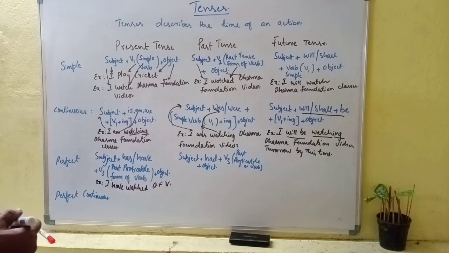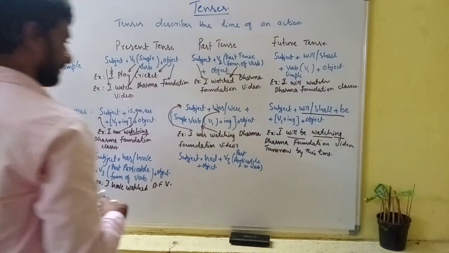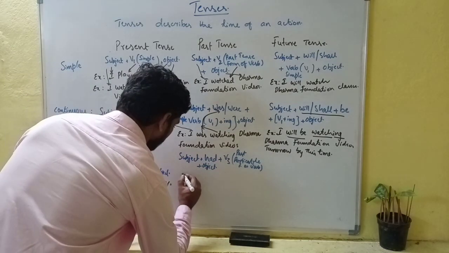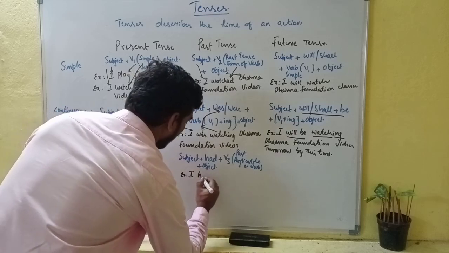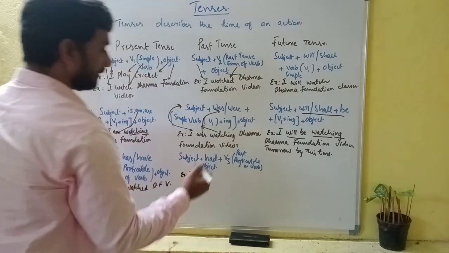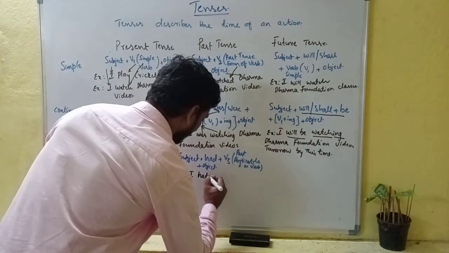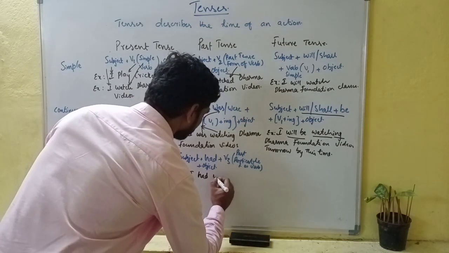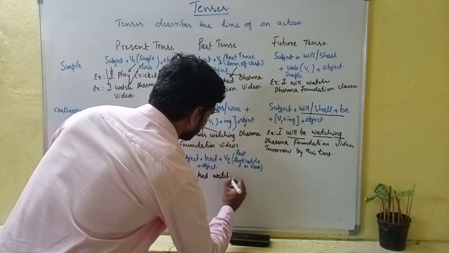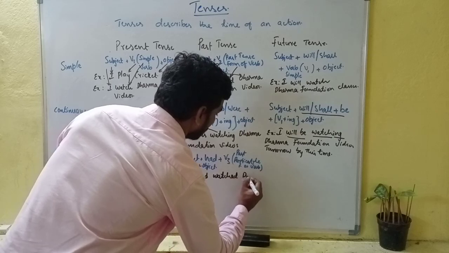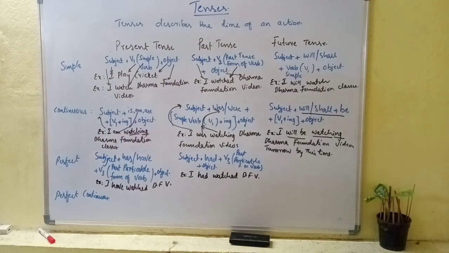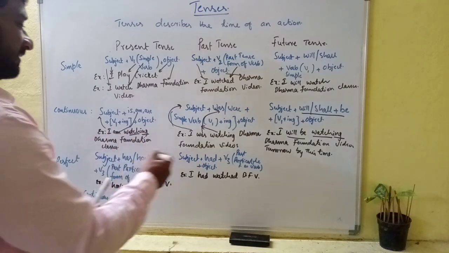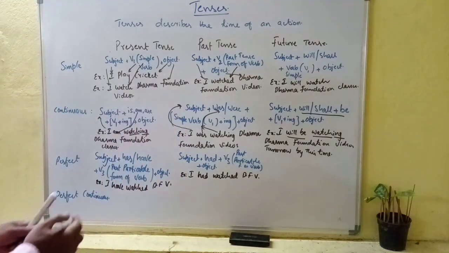So for this, let's take an example. Subject is I, had is the connecting word, then the past participle. I had watched Dharma Foundation videos. So in the past, this action was already completed. This represents past perfect tense.